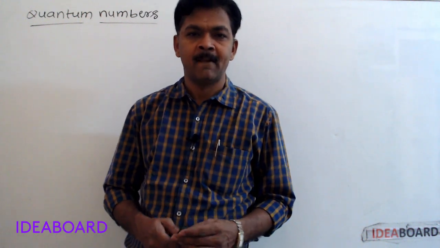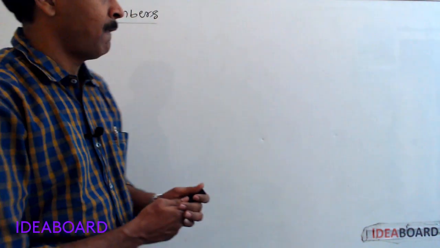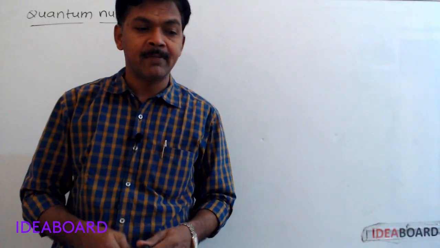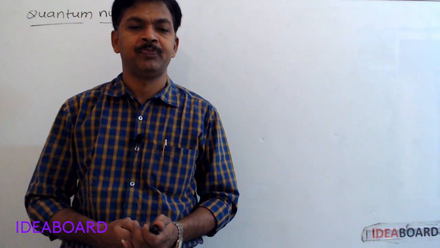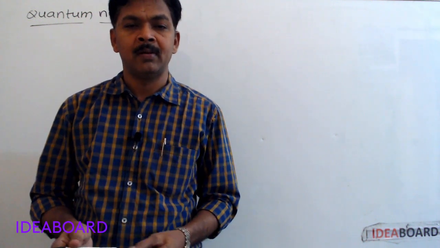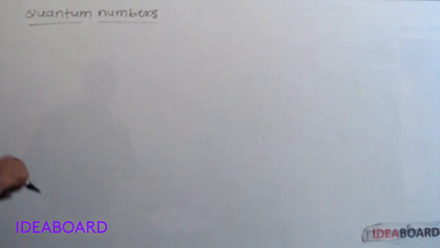My dear students, now I am going to explain the quantum numbers topic. What are the quantum numbers? To identify the position of an electron within the atom, four quantum numbers are required. They are the principal quantum number, azimuthal quantum number, magnetic quantum number, and spin quantum number. See, the first one is the principal quantum number.